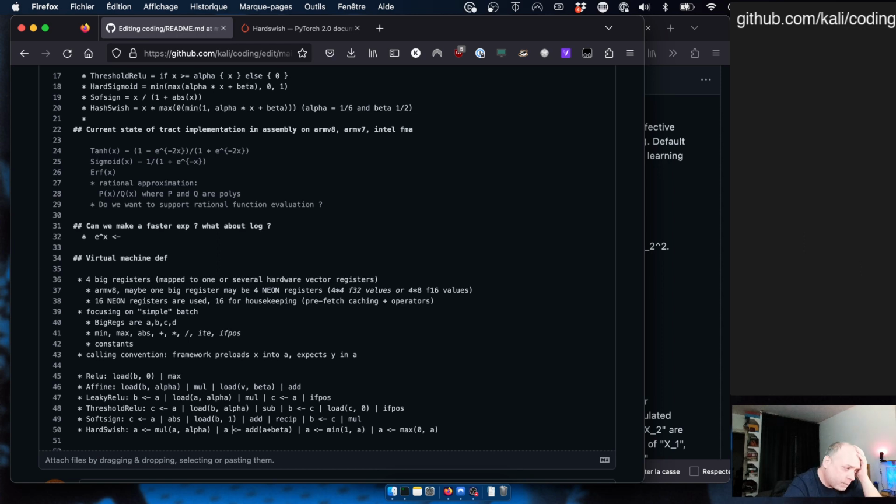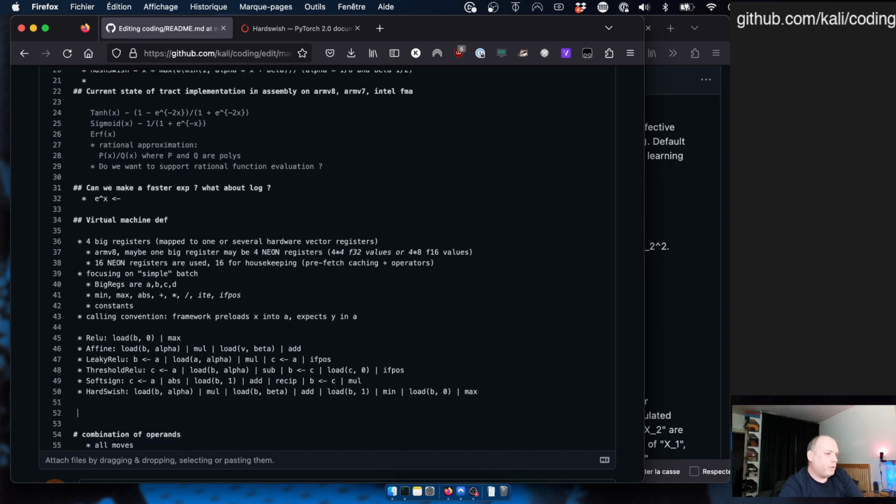Finally, hard switch, if I'm choosing these operators. Load in B alpha, mul, then load in B beta, add, load, it's a lot of loads, in B A1, perform min, and load in B0 and perform max.